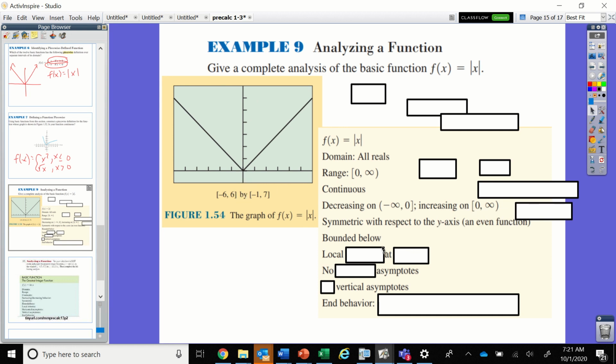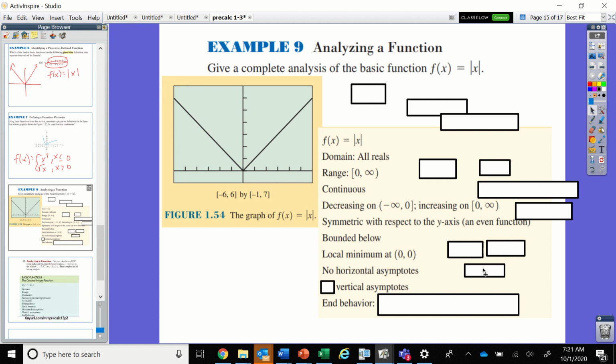It's asking for some local mins and local maxes and things like that. So you would say that you have a local minimum, in this case, at (0, 0). That local minimum would actually be its absolute minimum as well. There are no what types of asymptotes? There are no horizontal asymptotes. And then there are also no vertical asymptotes in there as well.